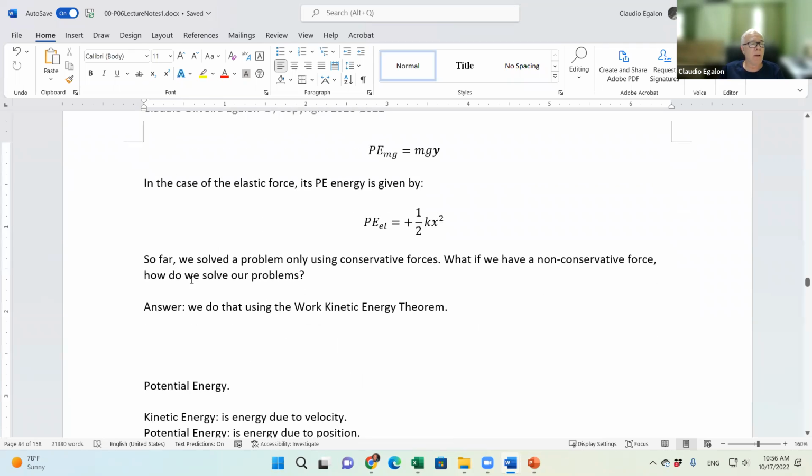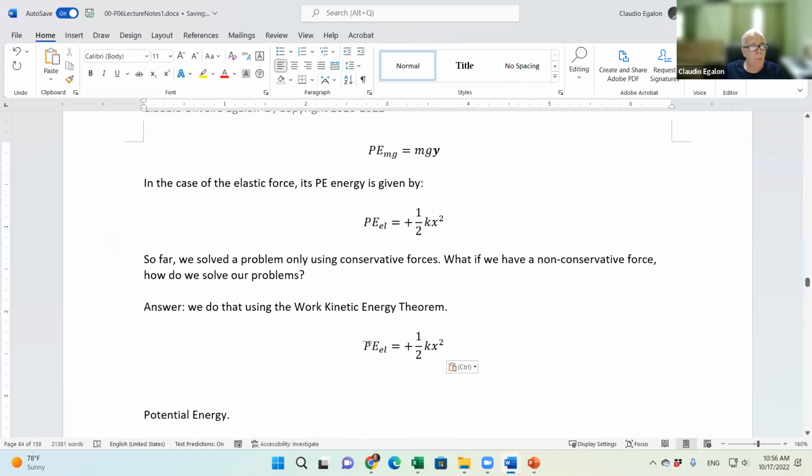You should be able to memorize the work kinetic energy theorem. The work done by a net force is what? Final kinetic energy, I'm going to emphasize the final velocity here, minus initial kinetic energy. There you go. That's what you have to memorize.